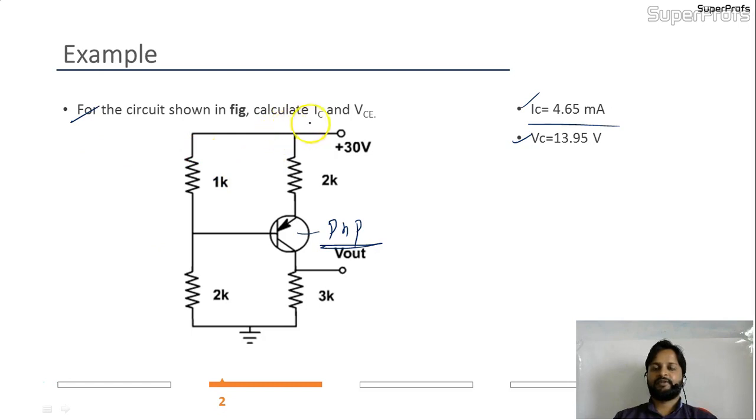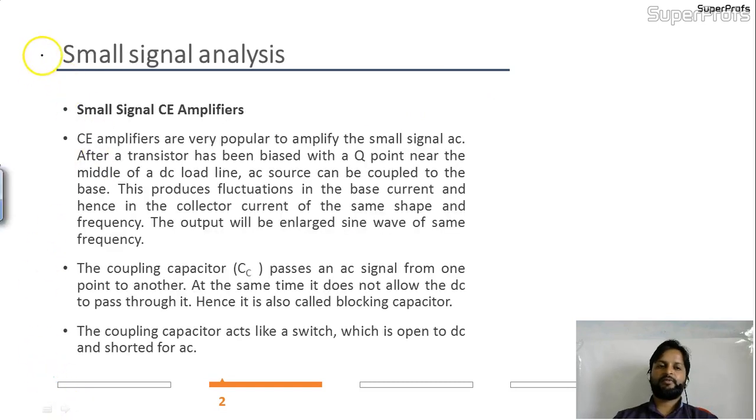For the circuit shown in the figure, calculate IC and VCE. This is the circuit given over here, 30. Here this is grounded, 2K, 3K, Vout. You're taking Vout over here, and you have to find IC and VCE. Okay. Your answer is given over here. So let me switch to another. Before starting the small signal analysis, this is a very important part, because 60% of questions we are getting from this portion only, for this BJT unit I'm talking about.